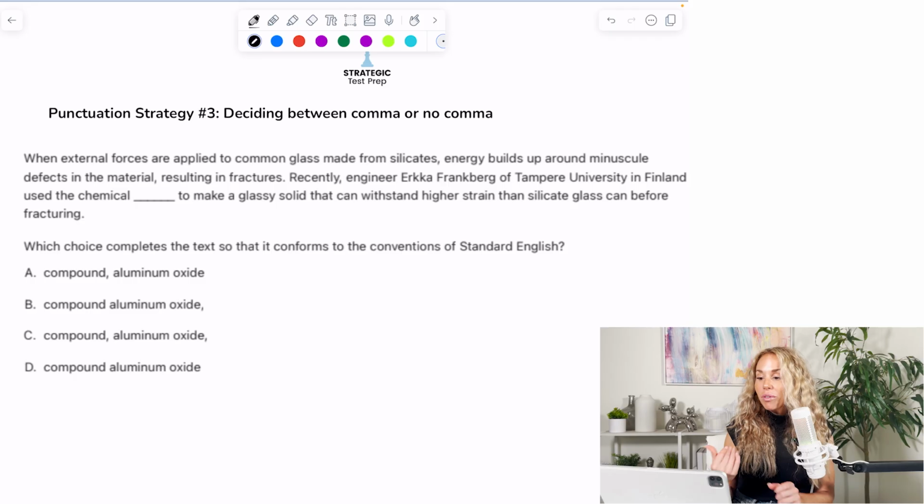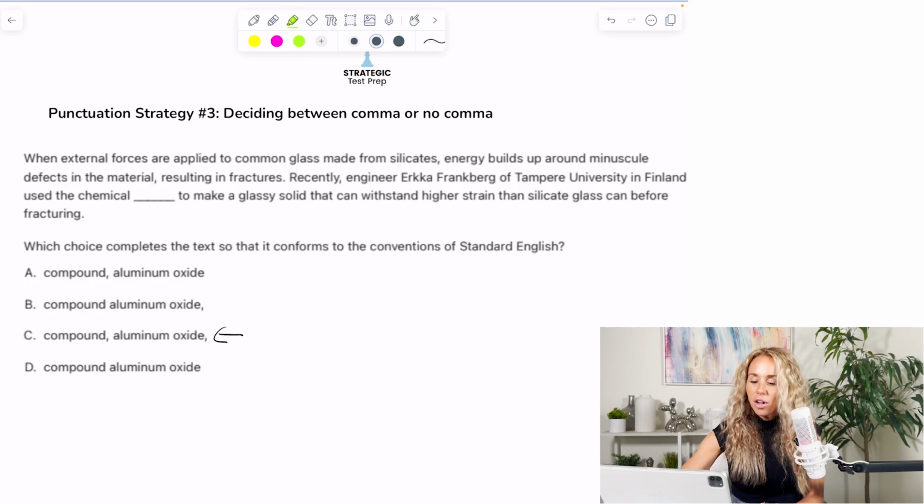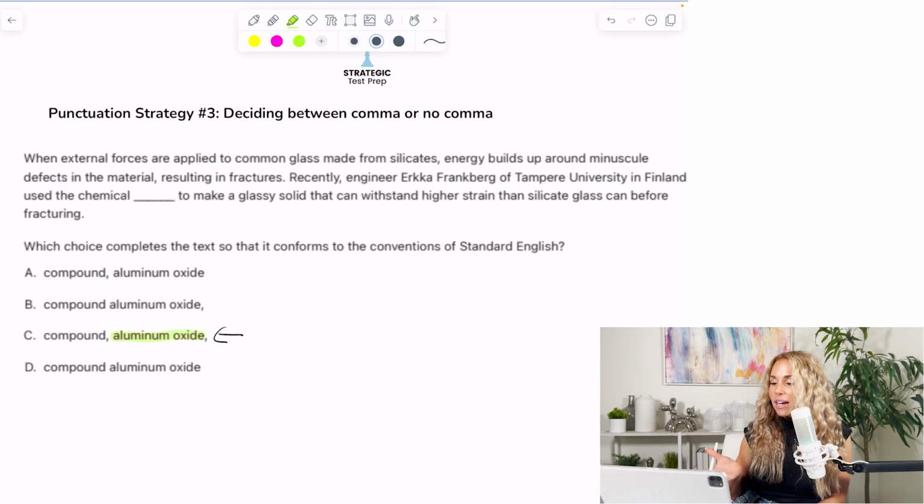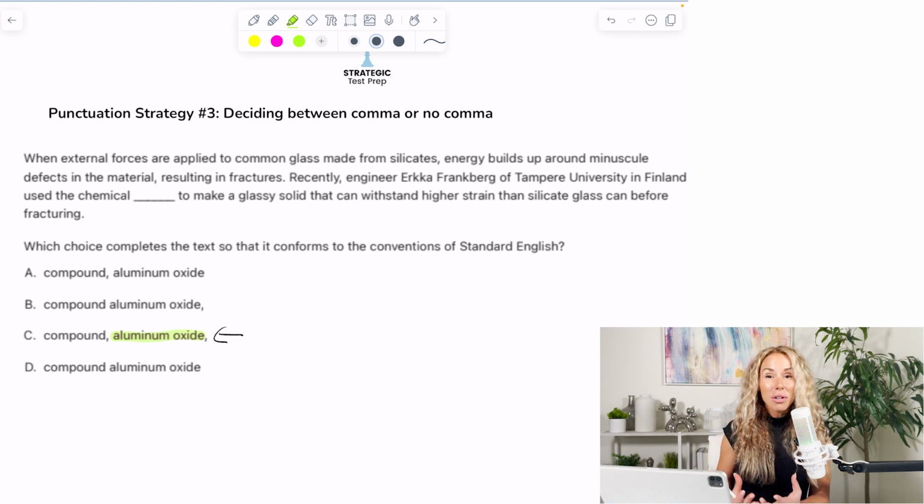Okay, strategy number 3. If you're trying to decide between a comma or no comma, first things first, you want to determine if a clause is non-essential or not. So for instance, the way that they wrote C, they made aluminum oxide non-essential. Now, when I read it in there, it says recently engineer EF of Tampere University in Finland used the chemical compound aluminum oxide to make a glassy solid. If I take out aluminum oxide, that's a really important part of the sentence. I don't know what chemical compound she's using. So that is essential information.